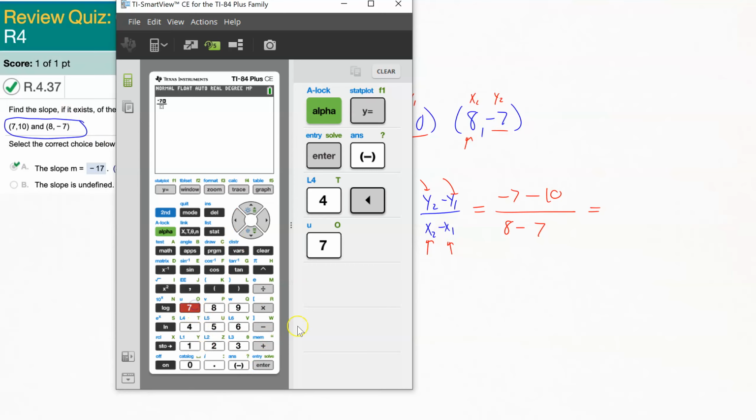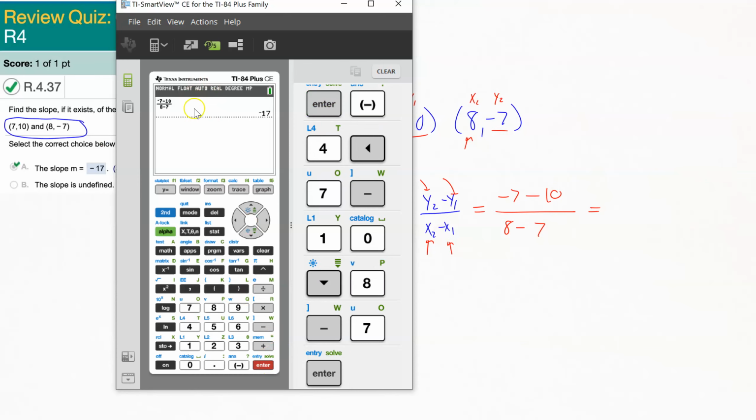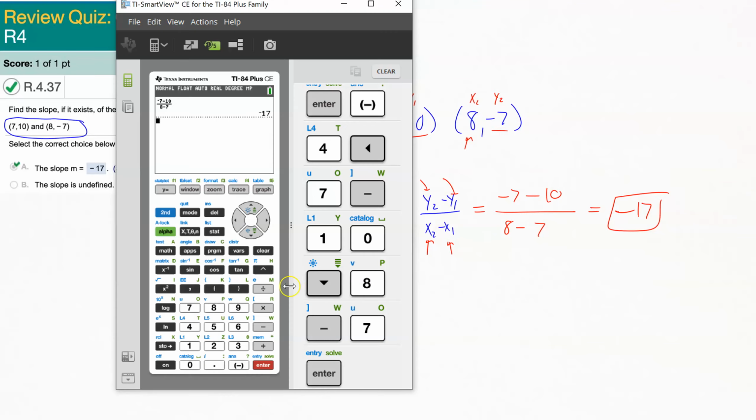And so we just type in what we have, exactly how it looks, negative 7 minus 10, and then over 8 minus 7. And we hit enter, and the nice thing about using that feature is even though ours came out as a nice clean number, negative 17, that is an integer, we don't have to do anything to it. Sometimes you might have a decimal and you might need to turn it into a fraction in order to get your points on a problem like this.